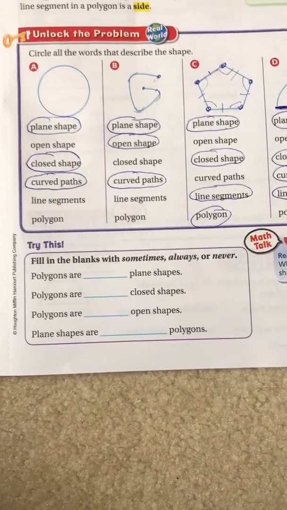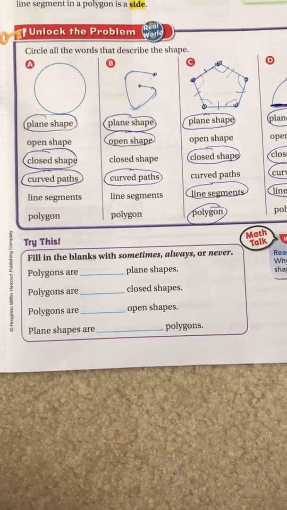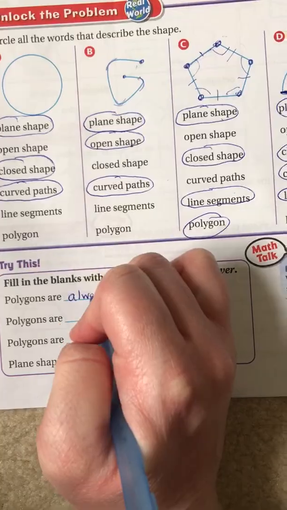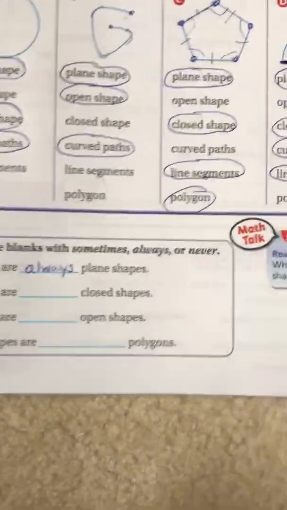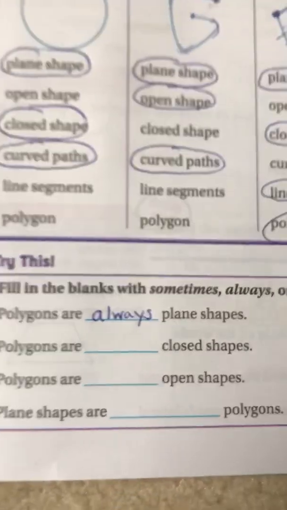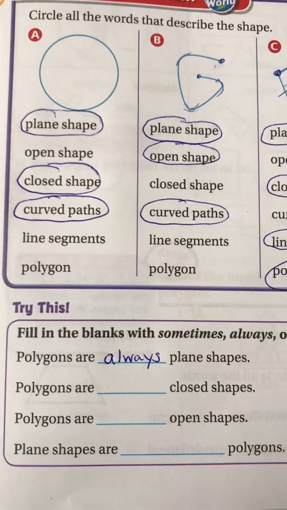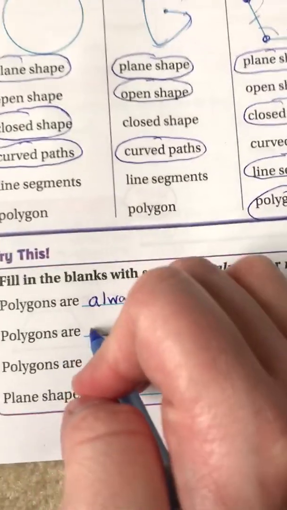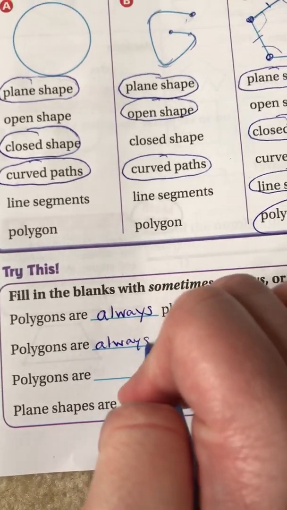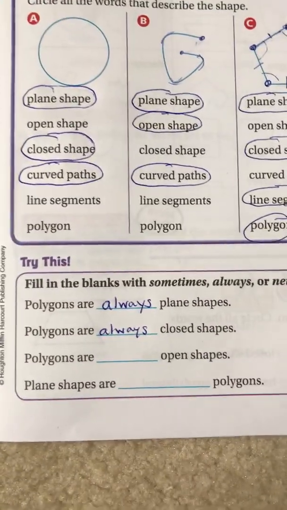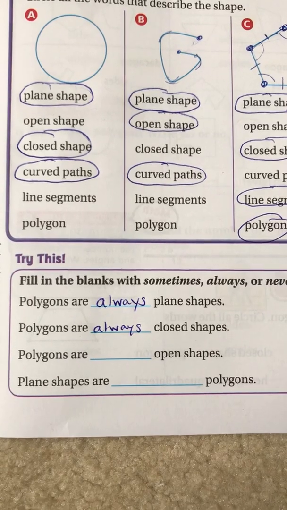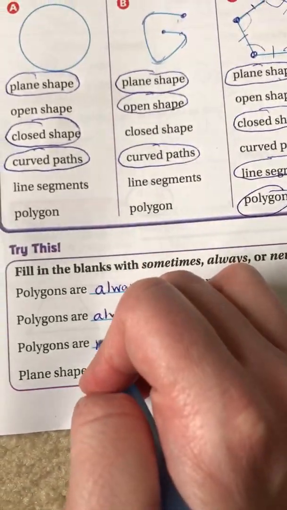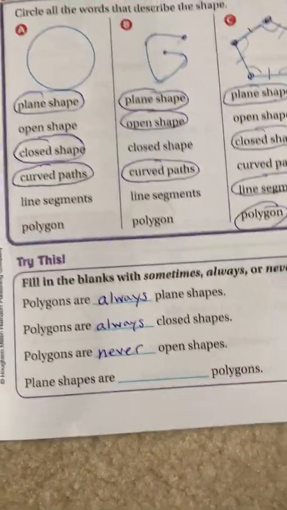So it says polygons are sometimes, always, or never plane shapes. Should be always. Okay, polygons are closed shapes. Sometimes, always, or never. So we said they are closed shapes, so they are always closed shaped. Polygons are sometimes, always, or never open shapes. We said that they were never, they have to be closed. So they can never be open.